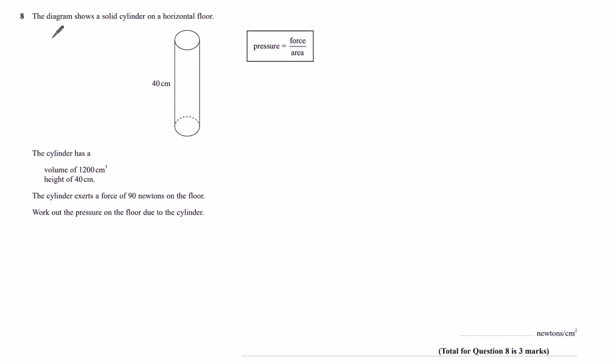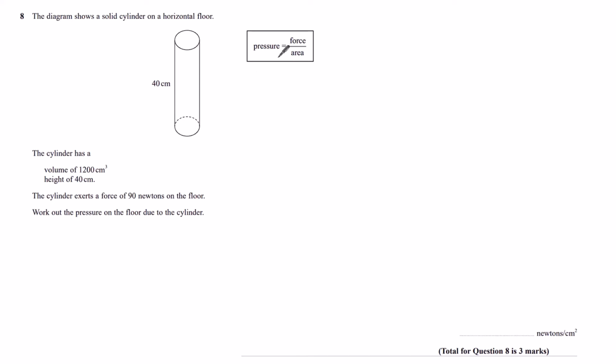Question 8. The diagram shows a solid cylinder on a horizontal floor. We're given this formula: pressure is equal to force divided by area. The cylinder is 40 centimeters tall. So this cylinder has a volume of 1,200 centimeter cubed. The height is 40 centimeters. The cylinder exerts a force of 90 newtons on the floor. Work out the pressure on the floor due to the cylinder.